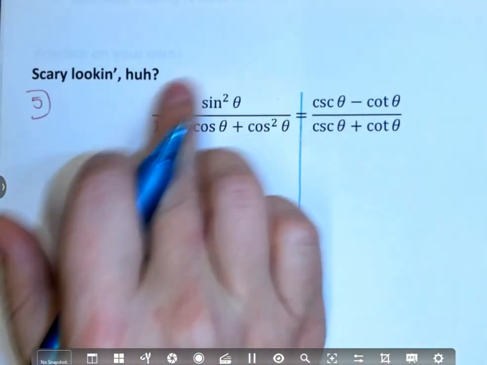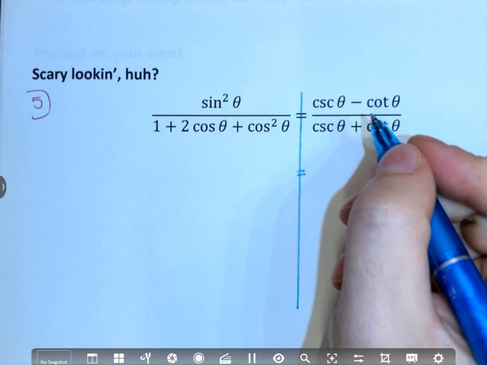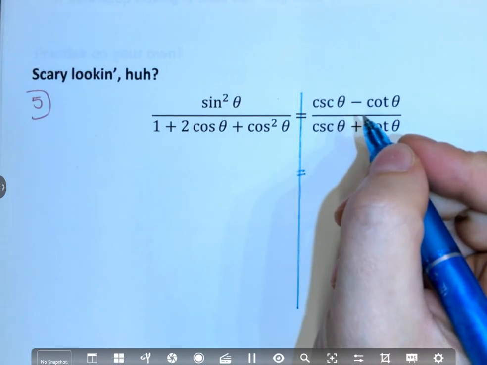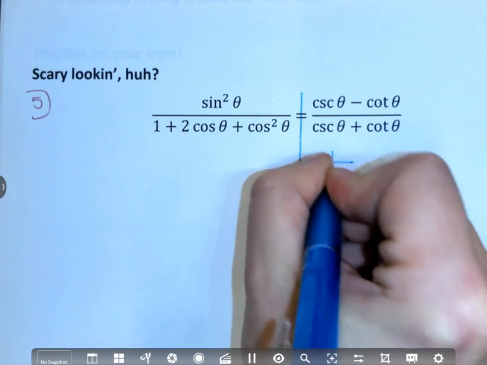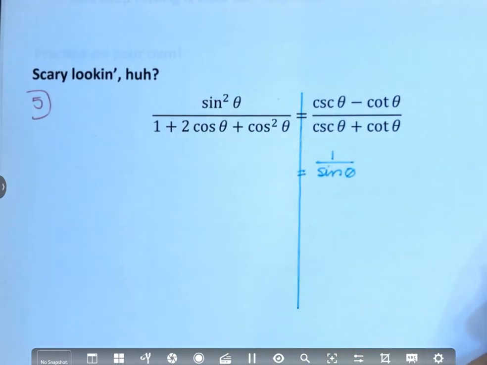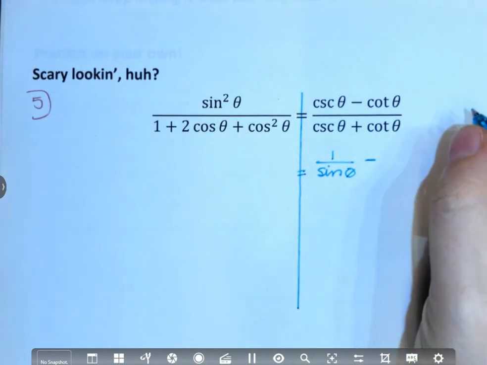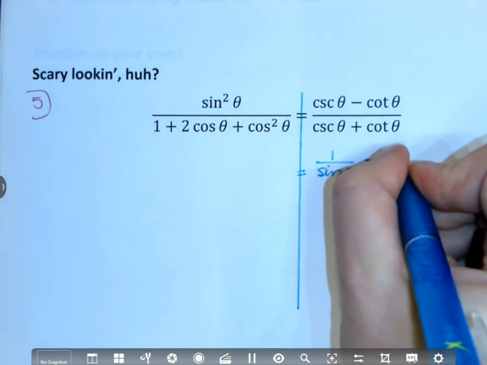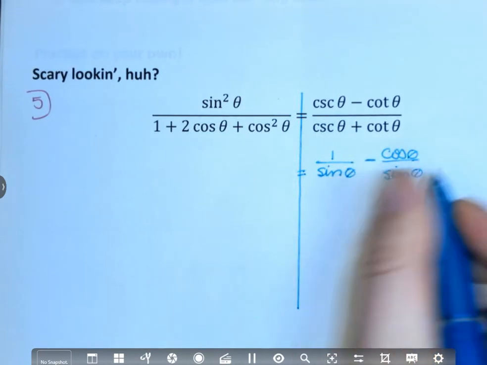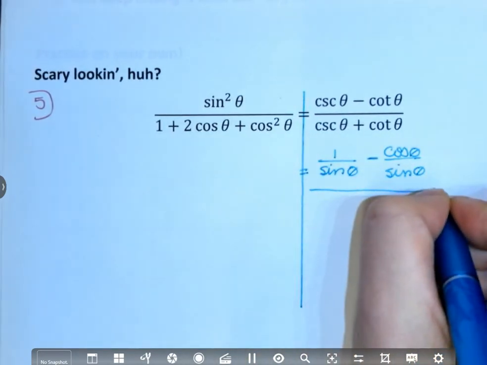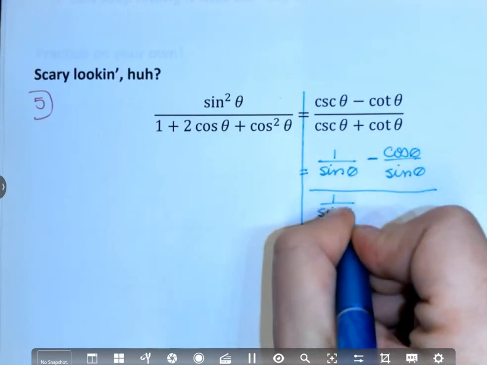So this is all sine and cosine, so I'm going to move over here. What is cosecant? 1 over sine. Make sure even though I'm not saying theta, you're putting that guy down there. What is cotangent? And then I have the same thing for the denominator, just so happens it has a plus sign instead of a minus.